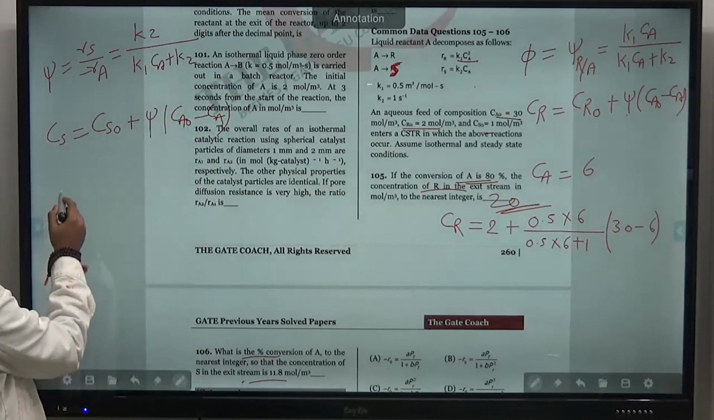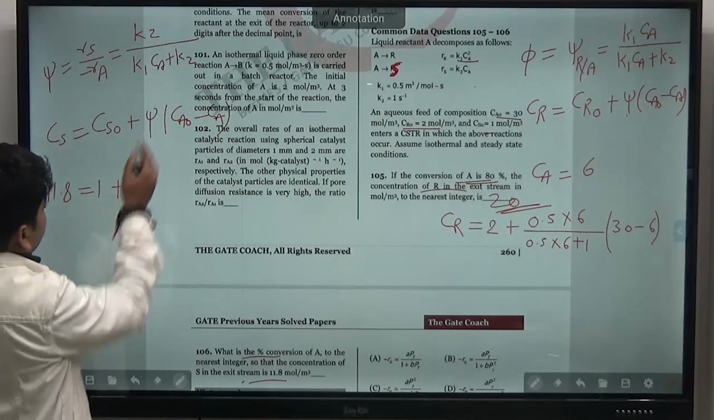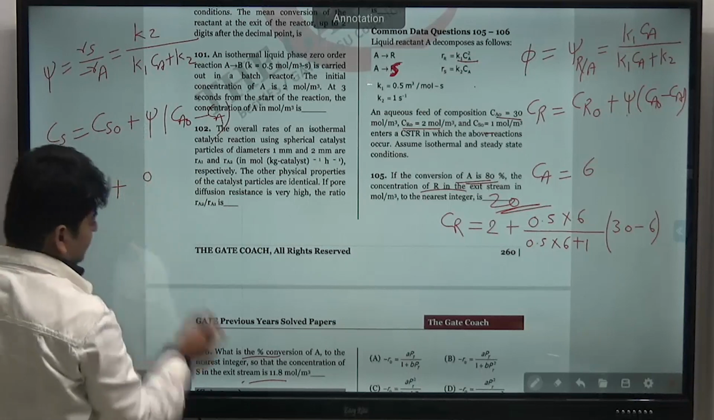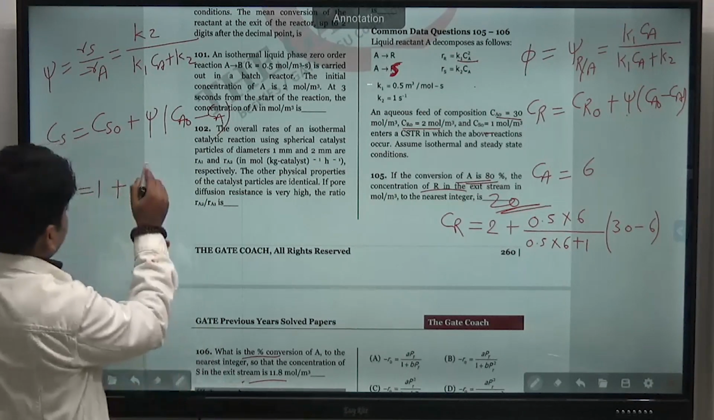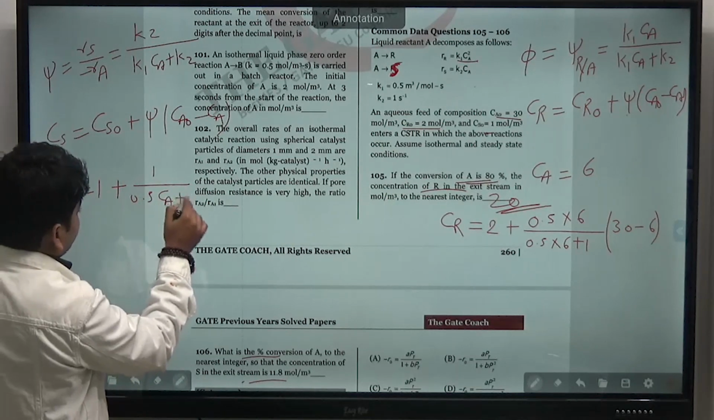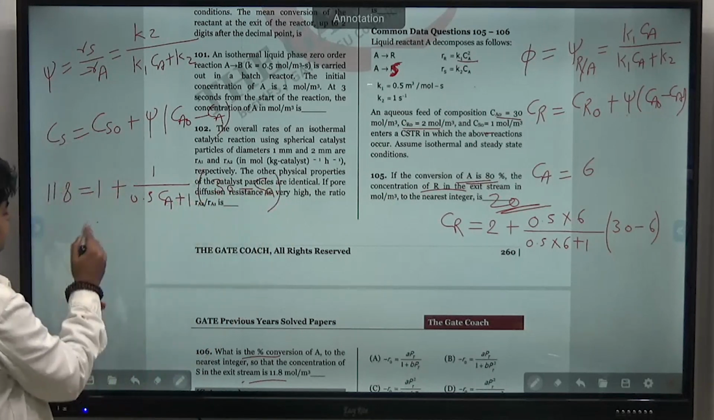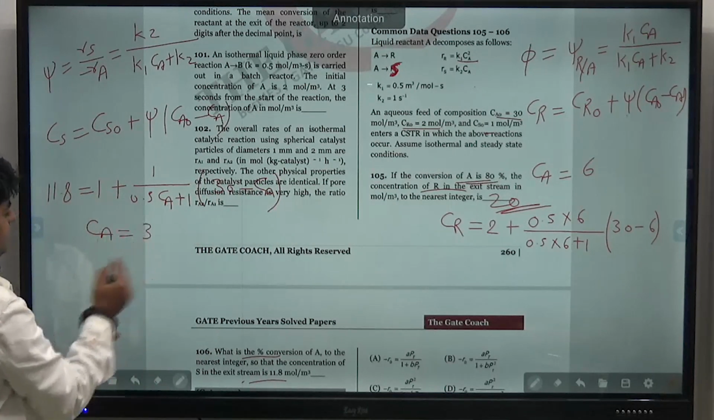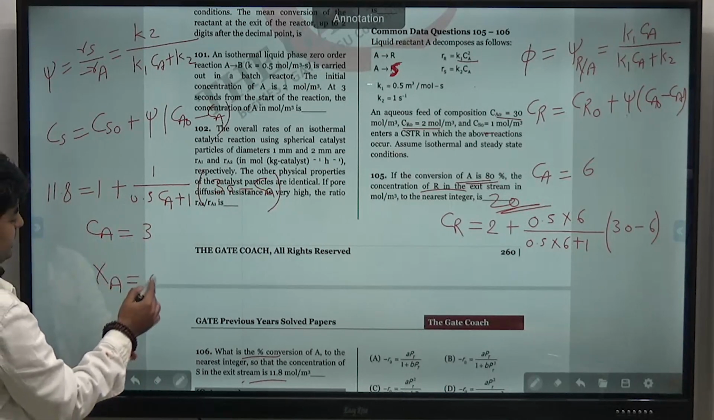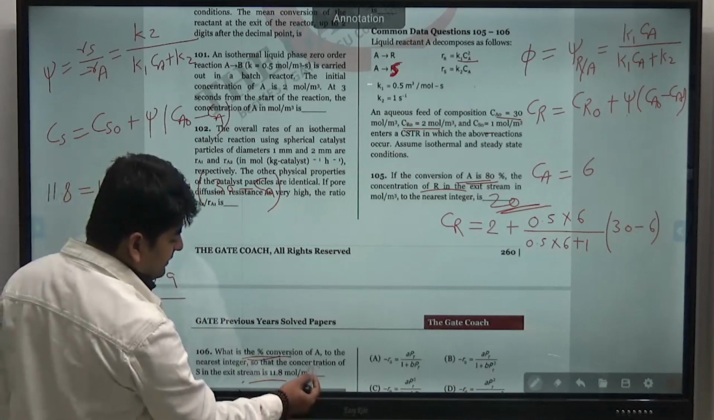So put the values. CS is 11.8, CS naught is 1. Fractional yield is K2, that is 1, upon 0.5 into CA plus 1, multiply by 30 minus CA. When you solve this, you will get CA is equal to 3. Thus XA will be 0.9. Okay, you have to answer that in percentage, so it will be 90%.